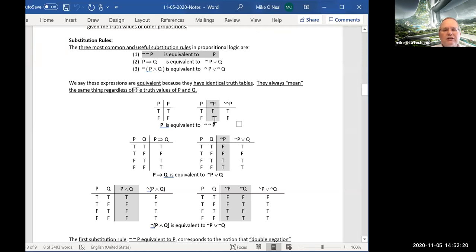So that F switches to T and this T switches to F. And if you look, P is true false and not P is true false. So double negation cancels. P is equivalent to not not P. So if I had a logical expression and I had two nots in there, I could simplify it by just getting rid of those nots, replacing not not P with just the variable P. So that's an example of a substitution rule that can be used to simplify a logical expression.